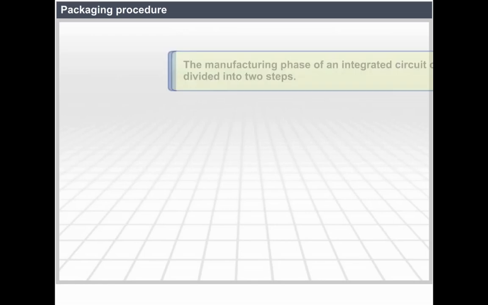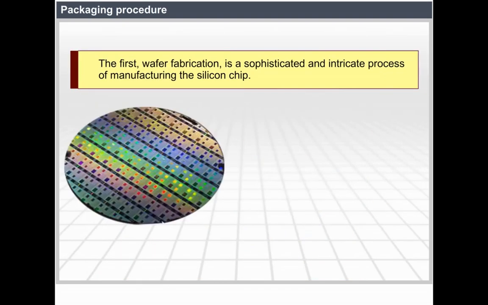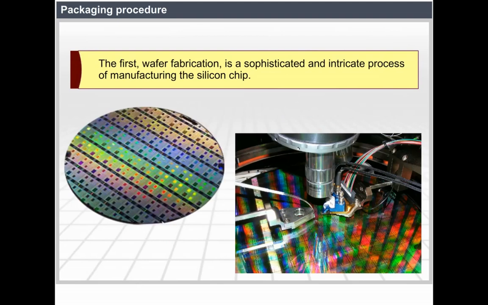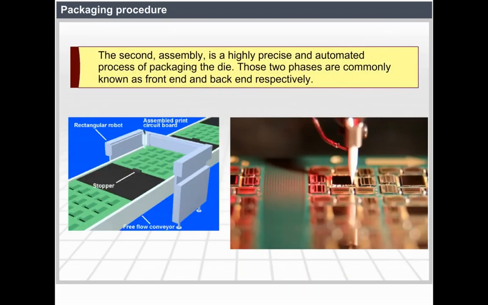Packaging procedure. The manufacturing phase of an integrated circuit can be divided into two steps. The first, wafer fabrication, is a sophisticated and intricate process of manufacturing the silicon chip. The second, assembly, is a highly precise and automated process of packaging the die. These two phases are commonly known as front end and back end respectively.